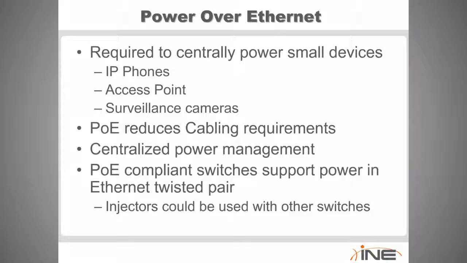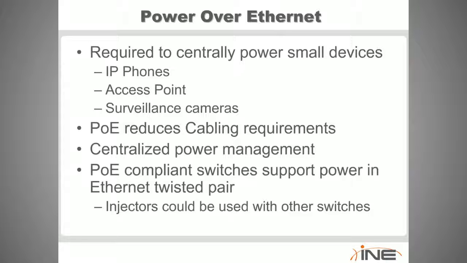It also gives us some centralized management for power. There are some neat things that you can do with power over Ethernet, like setting up scripts so that after office hours, your phones or your access points automatically power down to try to save on the overall energy usage for the network. So PoE compliant switches are going to be supported over twisted pair, so it's not going to be over an optical interface. It must be over copper.